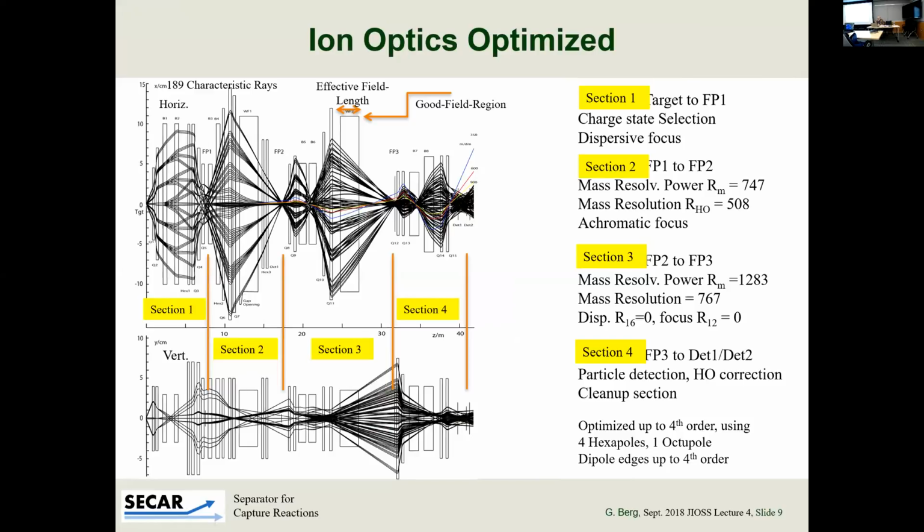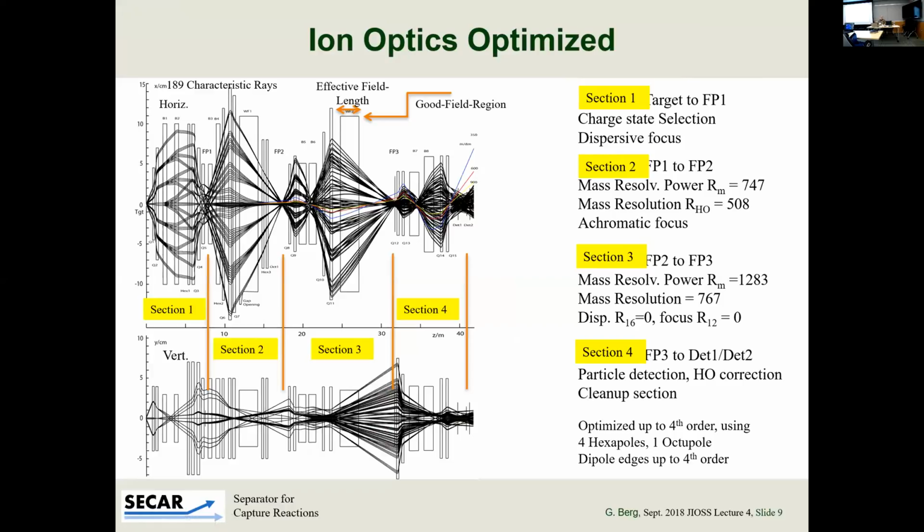So a cleanup here, reducing background helps in the cleanup section, but also adjusting for the detector. The whole system is optimized to fourth order. So the fourth orders are now included into the edges of the dipoles. That's also one of the reasons we always have two dipoles, because then you have four edges. And you have a question?